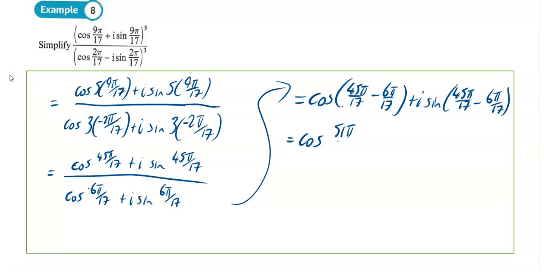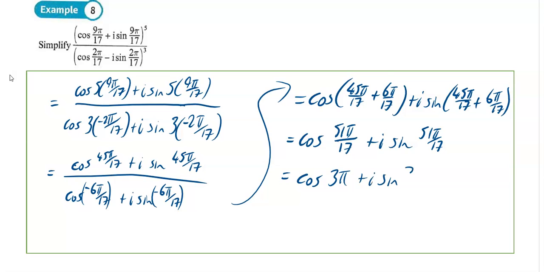So that's me minus and minus, and then that becomes 45 pi over 17 minus 6 pi over 17 becomes plus. There we go. You can see I have at least set my working out well, so it's easy to fix. And then plus, that's my sine of 51 pi over 17, and then that works out to be cos of 3 pi plus i sine of 3 pi. And once you get to here, folks, I would just fire that into the calculator. Cos of 3 pi is minus 1, and sine of 3 pi is 0, so it actually just works out to be minus 1.